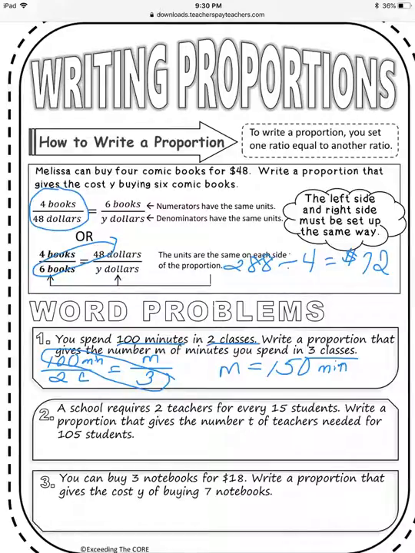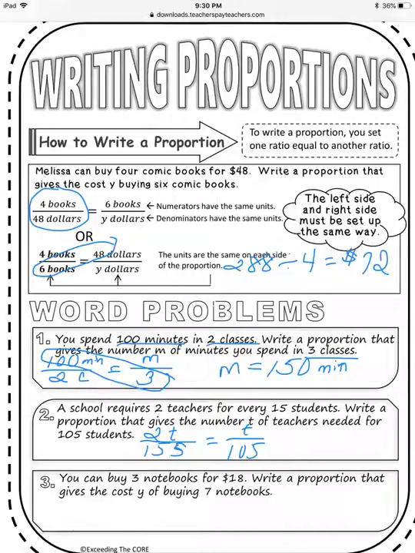Number 2. A school requires 2 teachers for every 15 students. So as soon as I read that, I'm going to start out by writing 2 teachers, I'll put a little T up here, to 15 students, S. Equals, I know I'm going to make a proportion. Write a proportion that gives the number of teachers needed for 105 students. So here I have 15 students. Here I have 105 students. And I don't know the number of teachers.